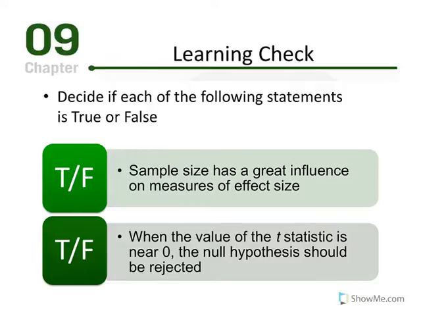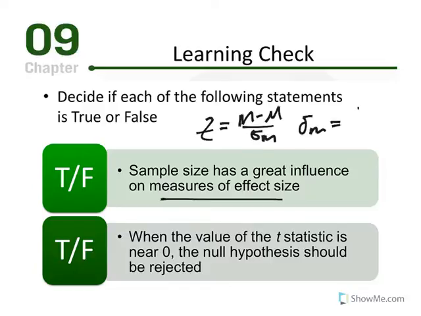And let's determine if the following statements are true or false. First, sample size has a great influence on measures of effect size. Well, let's think back as to why we need measures of effect. We discussed in Chapter 8 the flaws of a hypothesis test using a z-test. And the flaw was that the end results didn't necessarily give us a sense of effect size. And the reason why was z was equal to M minus mu divided by the standard error. Standard error was equal to population standard deviation over the square root of n.